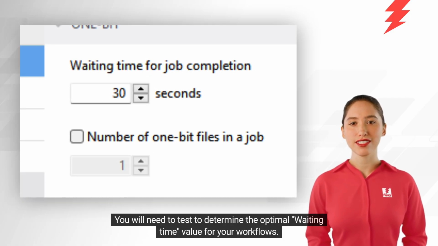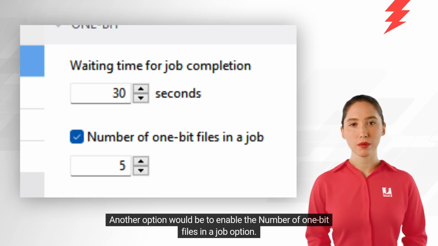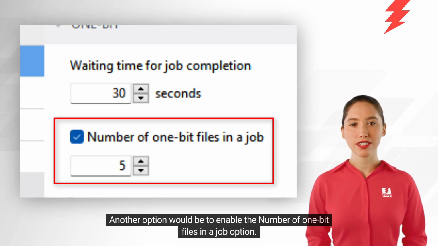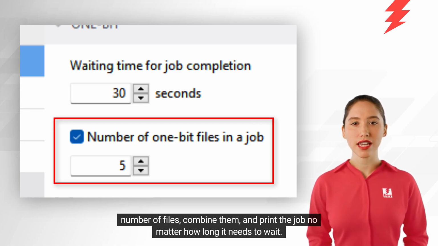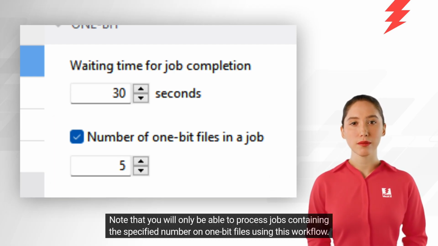You will need to test to determine the optimal waiting time value for your workflows. Another option would be to enable the number of OneBit files in a job option. Enable the checkbox and enter a value in the field, and your system will wait until it detects the specified number of files, combine them, and print the job no matter how long it needs to wait. Note that you will only be able to process jobs containing the specified number of OneBit files using this workflow.